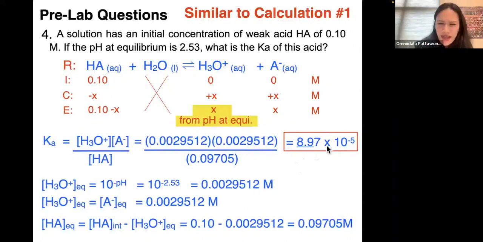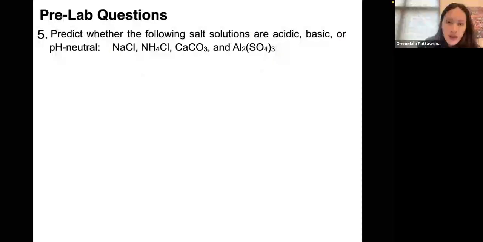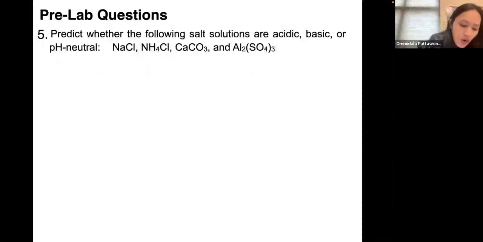You probably notice that the Ka value comes out to be a very small value. So this indicates that this acid is a weak acid, right? Because it doesn't want to go in the forward direction at all. So at equilibrium, you have more of the reactant than the product. That's what it means.